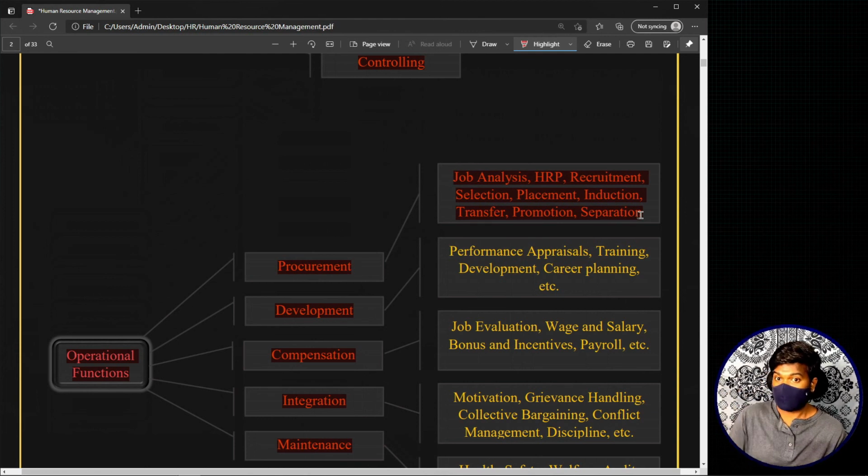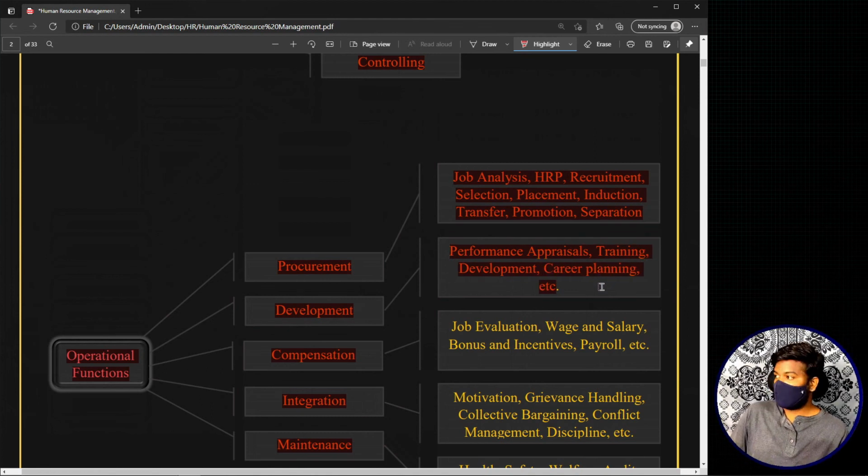Now, when we talk about the developmental function, what are the different things that we concentrate on in the development aspects of the human resource? We concentrate on performance appraisal, training, development, career planning, etc.